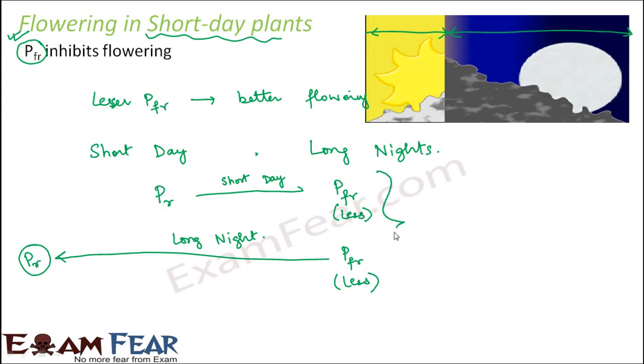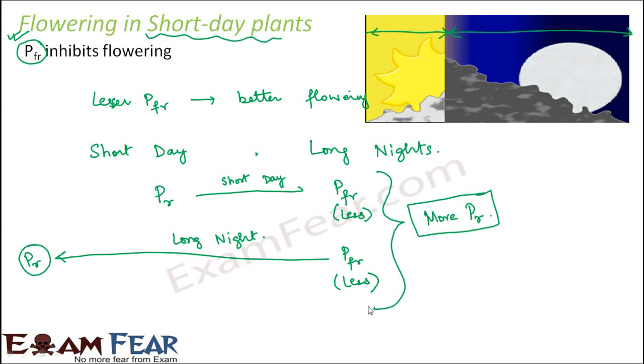So after one complete day, and when we say one day, or 24 hours, we mean the daylight plus the night time. So after one such complete day, what happens? You have more of PR, right? Because initially you had some PR. Since the day was short, not all of them could get converted to PFR. Some of it got converted to PFR, so the amount of PFR was anyways less. Now the nights are long, so there is a lot of time for this PFR to get converted to PR. So whatever less amount of PFR was there, it all got converted to PR.